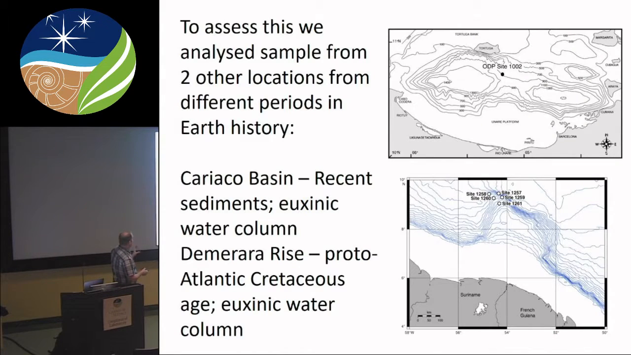So we went from there and decided that we should look at some samples that had seen a little bit less geological activity. So we went to the Demerara Rise, which is Proto-Atlantic, so about Cretaceous age, but hasn't been put on the continents and metamorphosed at all, as well as the Cariaco Basin, which is this one up here, off of Venezuela. It's a modern euxinic area, so the water column is sulfidic, and pyrite is precipitating from the water column and being incorporated into the sediments.